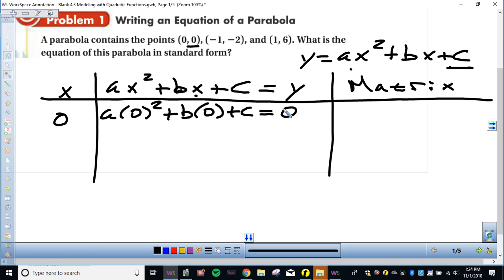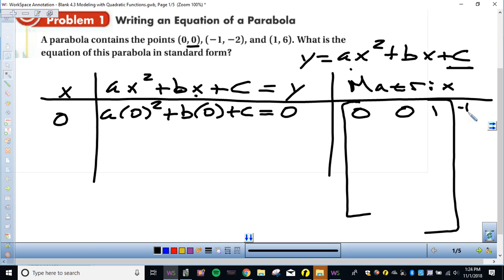So now we're going to make the first row of the matrix. So 0 squared is 0. B times 0 is 0. What's the coefficient in front of c? 1. So this is the beginning of our 3 by 3 matrix. Don't forget the little -1 here means inverse.